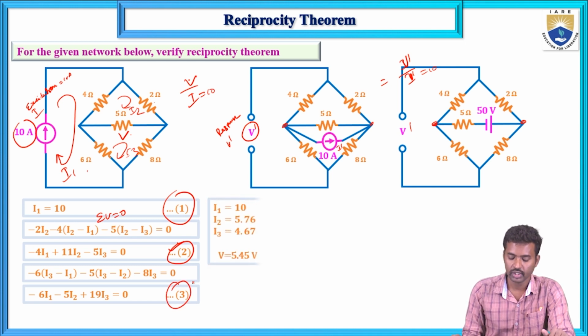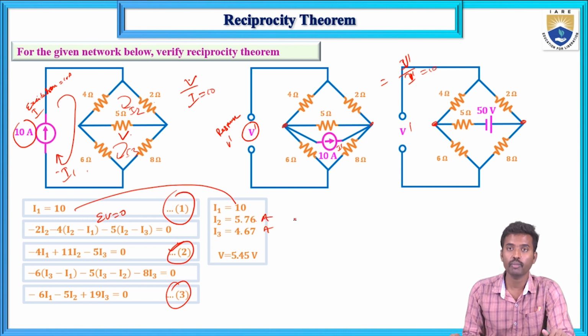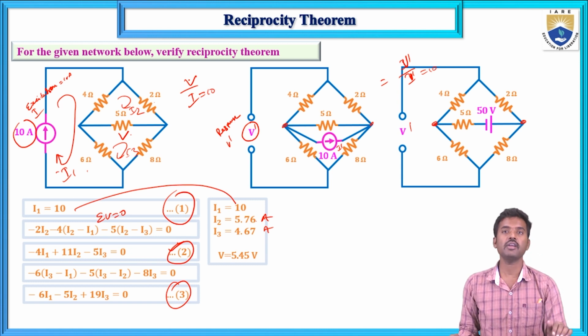If you solve this, I1 equals 10 as it is, I2 equals 5.76 amperes and I3 equals 4.67. So these are the mesh currents. From the mesh currents we can determine the branch currents and branch voltages of each resistor.